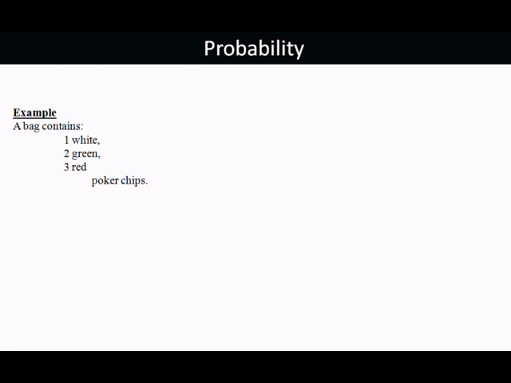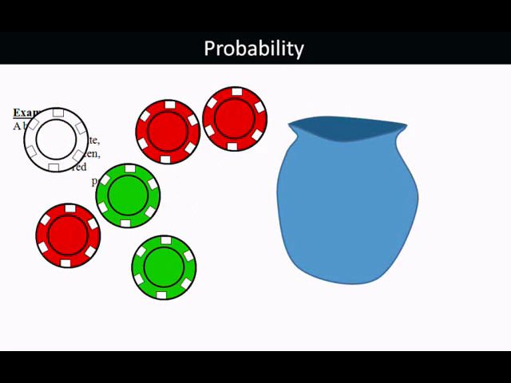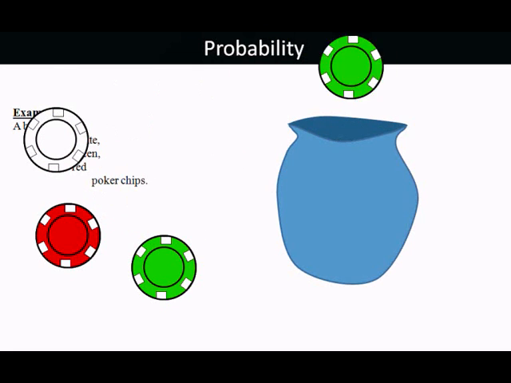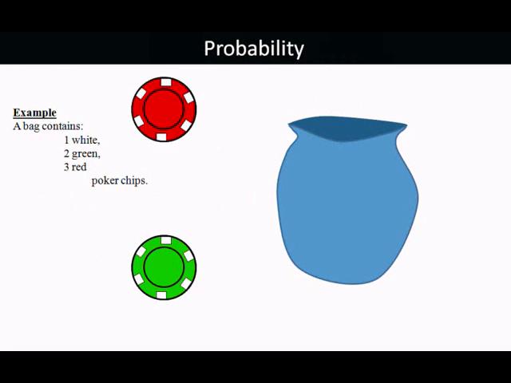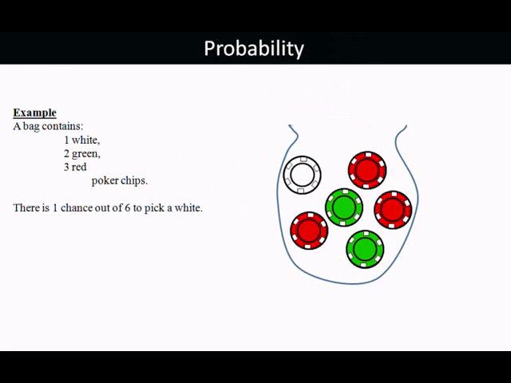So for example, a bag with some poker chips in, 1 white, 2 green and 3 red. There's 1 chance out of 6 to pick a white, so the probability of a white is 1 over 6. Or, as a decimal, 1 divided by 6 is 0.16666 recurring.